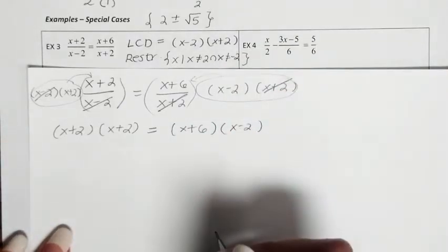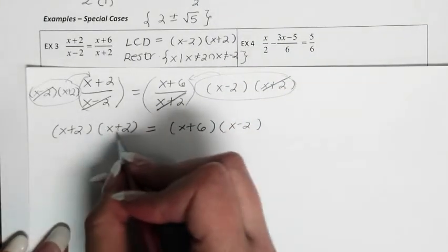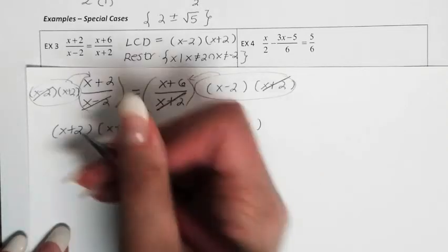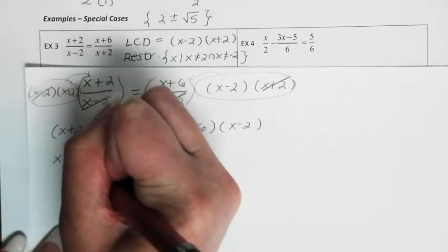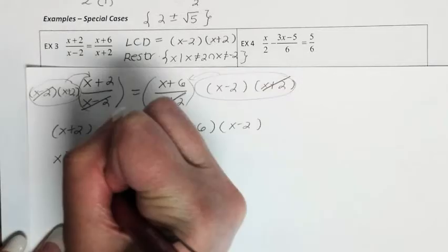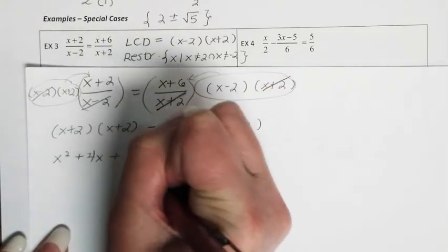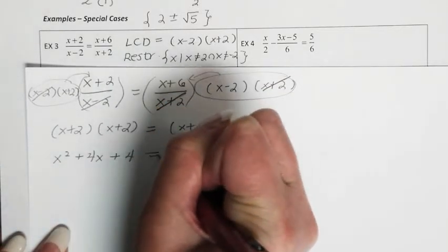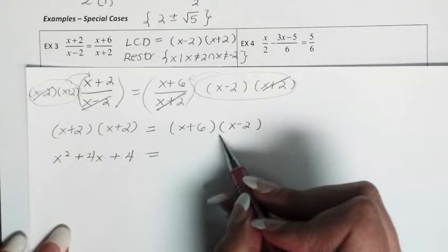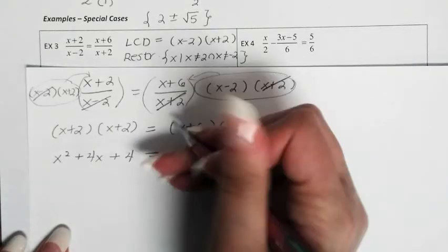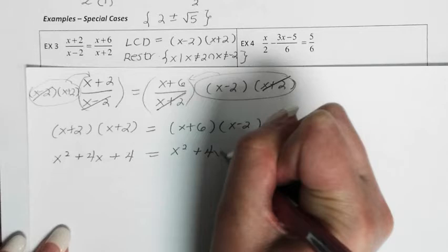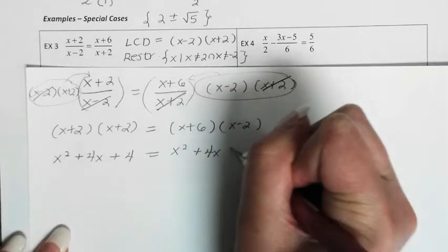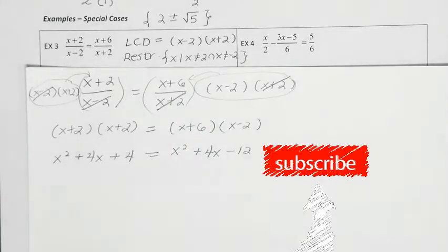Okay, so after that, you know that this is basically a square, x plus 2 squared, so that's going to be x squared plus 4x plus 4, and this is going to be equal to, I would FOIL it, okay, so it would be x squared, and then you know that it's going to be plus 4x, and that's going to be equal to negative 12 because I multiply those two. Okay, so that's what you have.